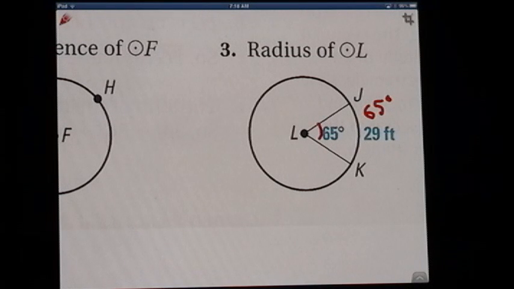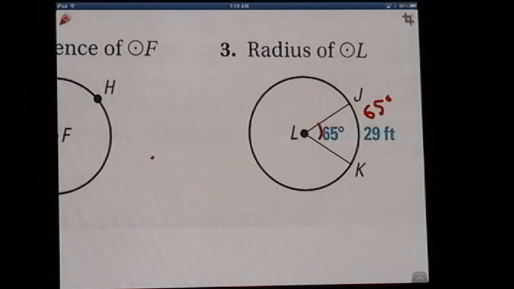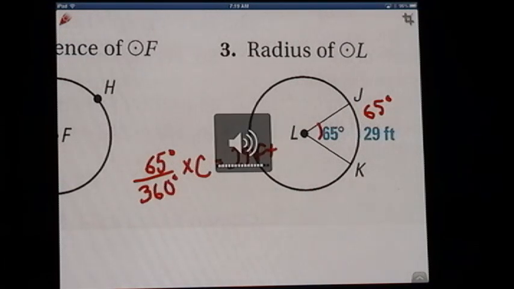There are 2 different kinds of angles we dealt with here. One of them was the inscribed angle, which is half of that distance. But you're looking at a central angle, which is equal to the arc. So 65 degrees out of 360 of the circumference is equal to 29 feet. Okay, that's how you're going to find out what the actual circumference of that circle is.